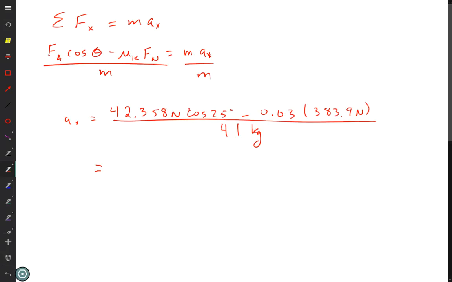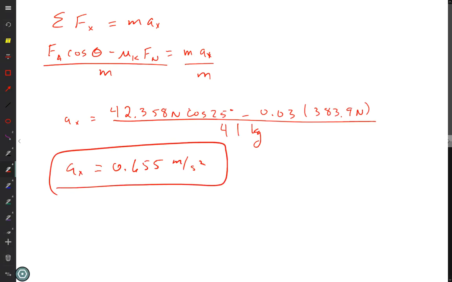And so there we'll get what the acceleration is. I'll wait and get that number before moving on. .655. So there we have the acceleration it's going to have if I keep pulling with the force that was necessary to make it start sliding.